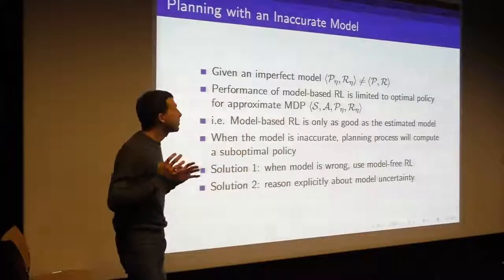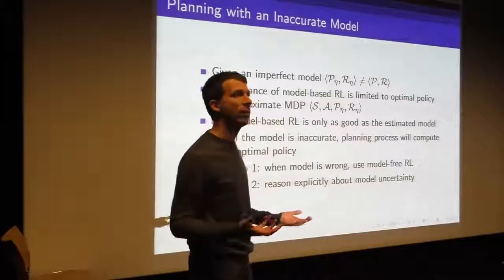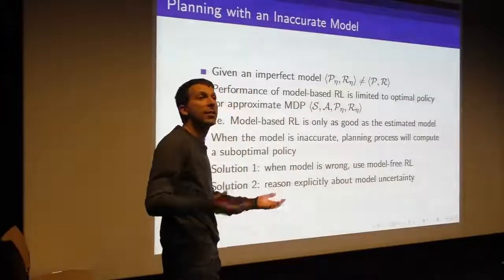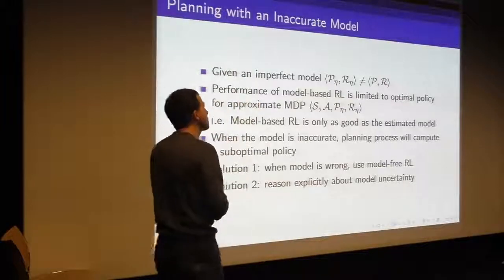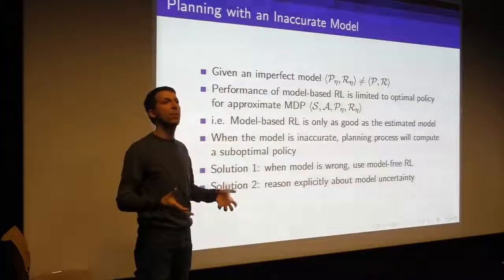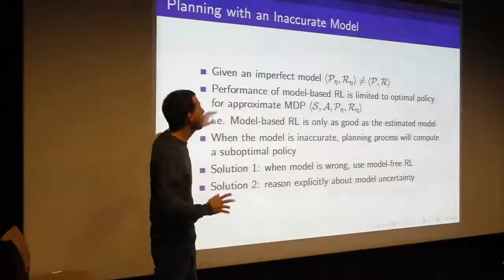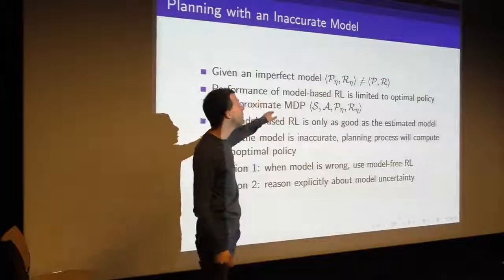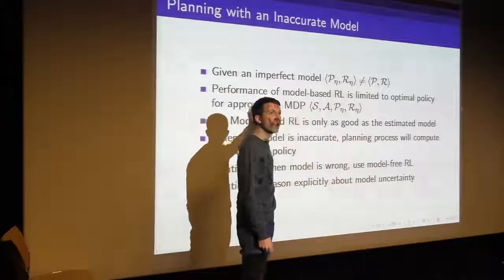So what happens if our model is not right? What happens if we have an inaccurate model? What happens if we haven't seen enough data to really understand the true dynamics of the world or the true reward function of the world? We should understand that when we plan with this imperfect model, we shouldn't expect to get the right answer. The performance of model-based reinforcement learning is only as good as the optimal policy for the model that we've learned.